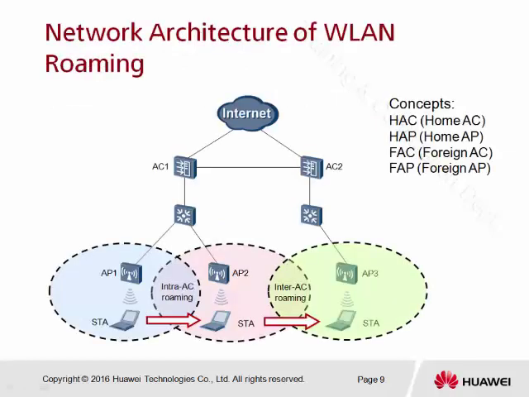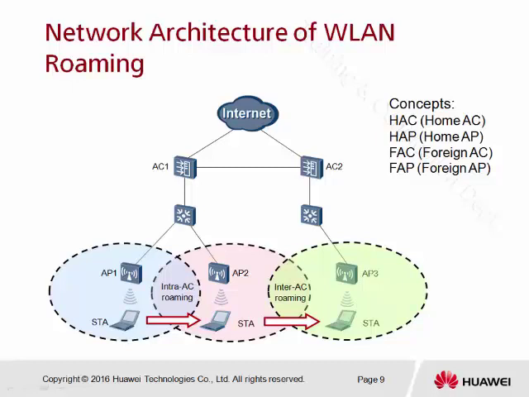And here is an example of the network architecture. Right here, they're using 2 different ACs and 3 APs. The AP with the H prefix refers to the home AC, the home AP. The F at the front refers to the foreign AC and also the foreign AP.